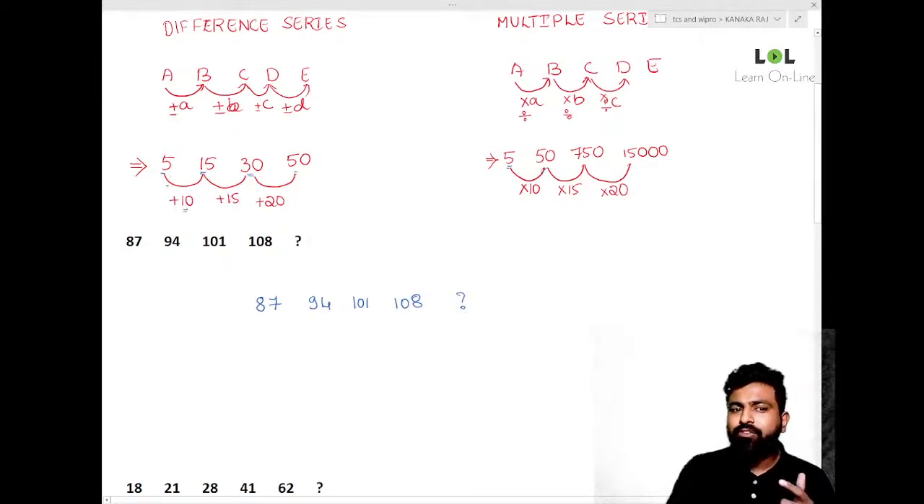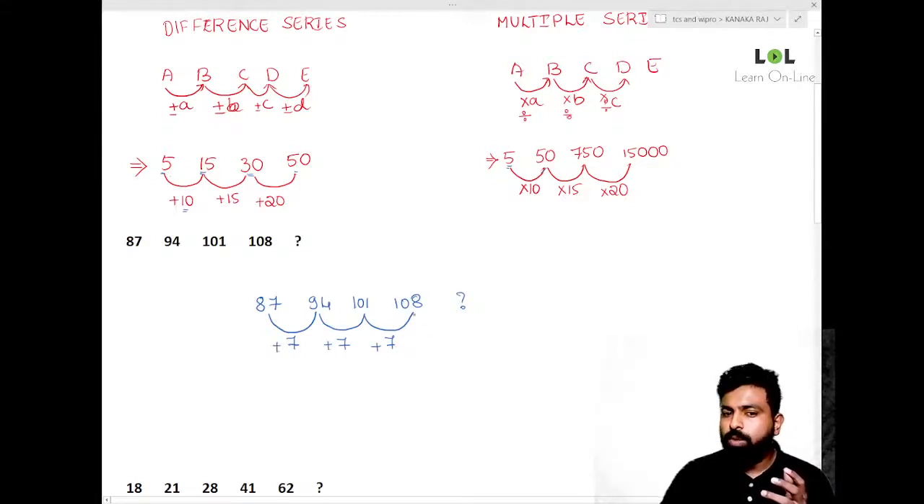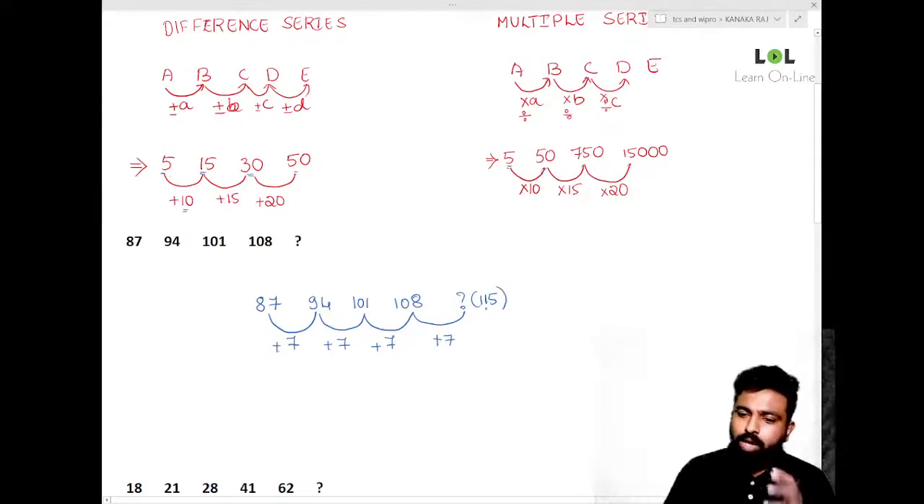We should take the difference between the consecutive terms. If you take the difference, what is the difference here? The difference here is 7. What is the next difference? 94 plus 7 gives you 101. 101 to 108, again it is 7. Since the numbers are increasing, you need to add 7. So the next one will be plus 7. So 108 plus 7 will be 115. 115. Yes. Very good, Sri Sai Manohar and Chetan.